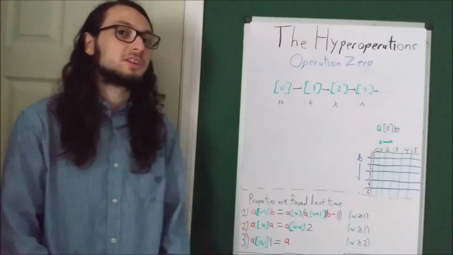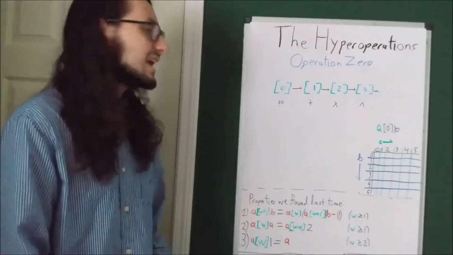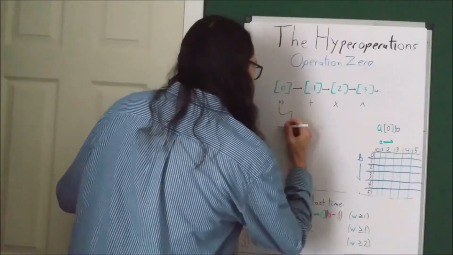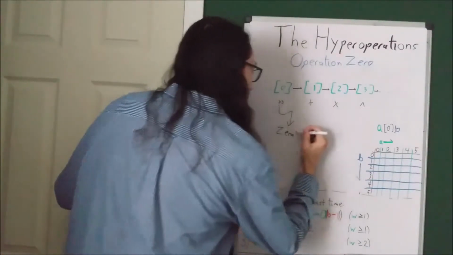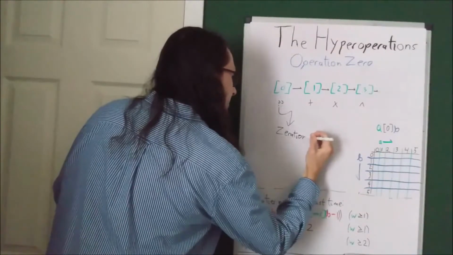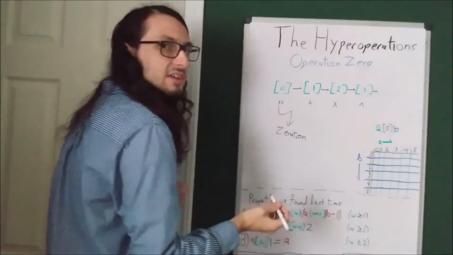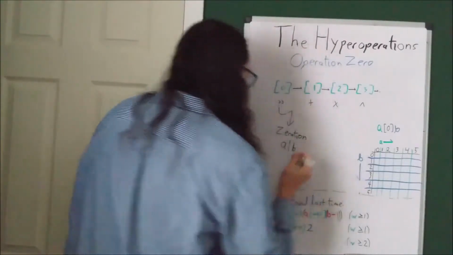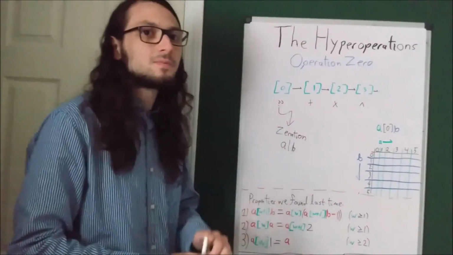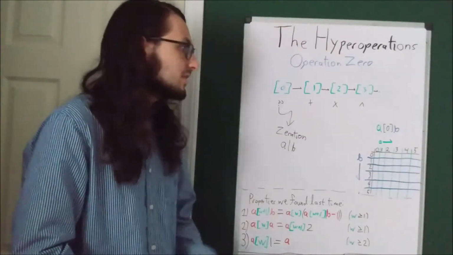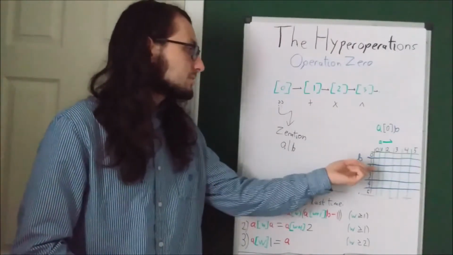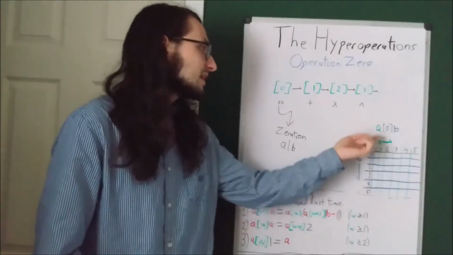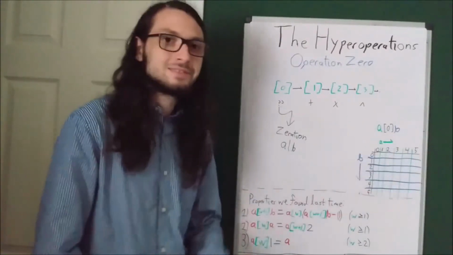We're going to be using this operation a lot for this video, so it needs a name and a symbol. This operation goes by many names, but for this video I'm going to be calling it zeration, because it is the zeroth operation. And for its symbol, I will simply be using a vertical line. So A, vertical line B, is A zerated with B. As we learn more about zeration, we will be filling out this table at the bottom right here. And eventually, hopefully, we will have all of the possible values for A zerated with B.